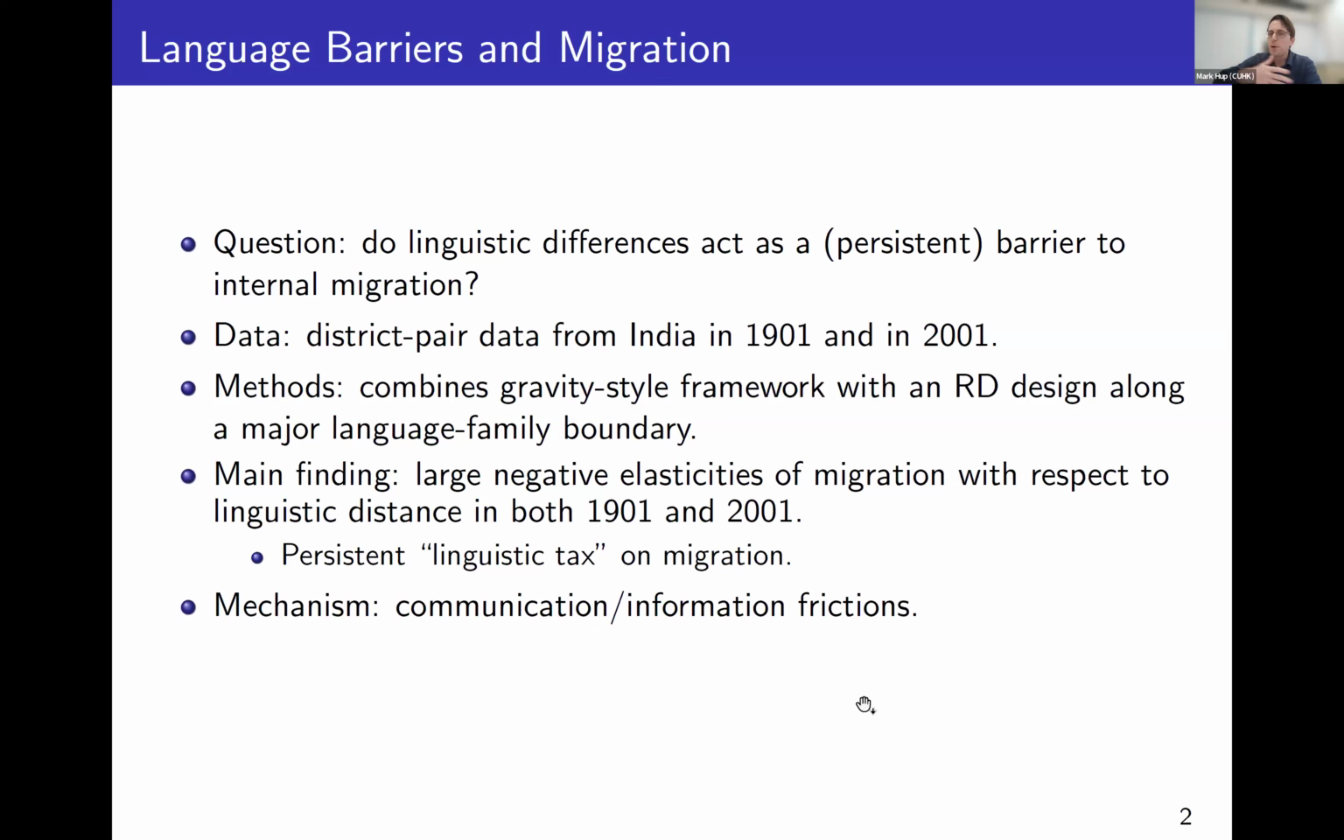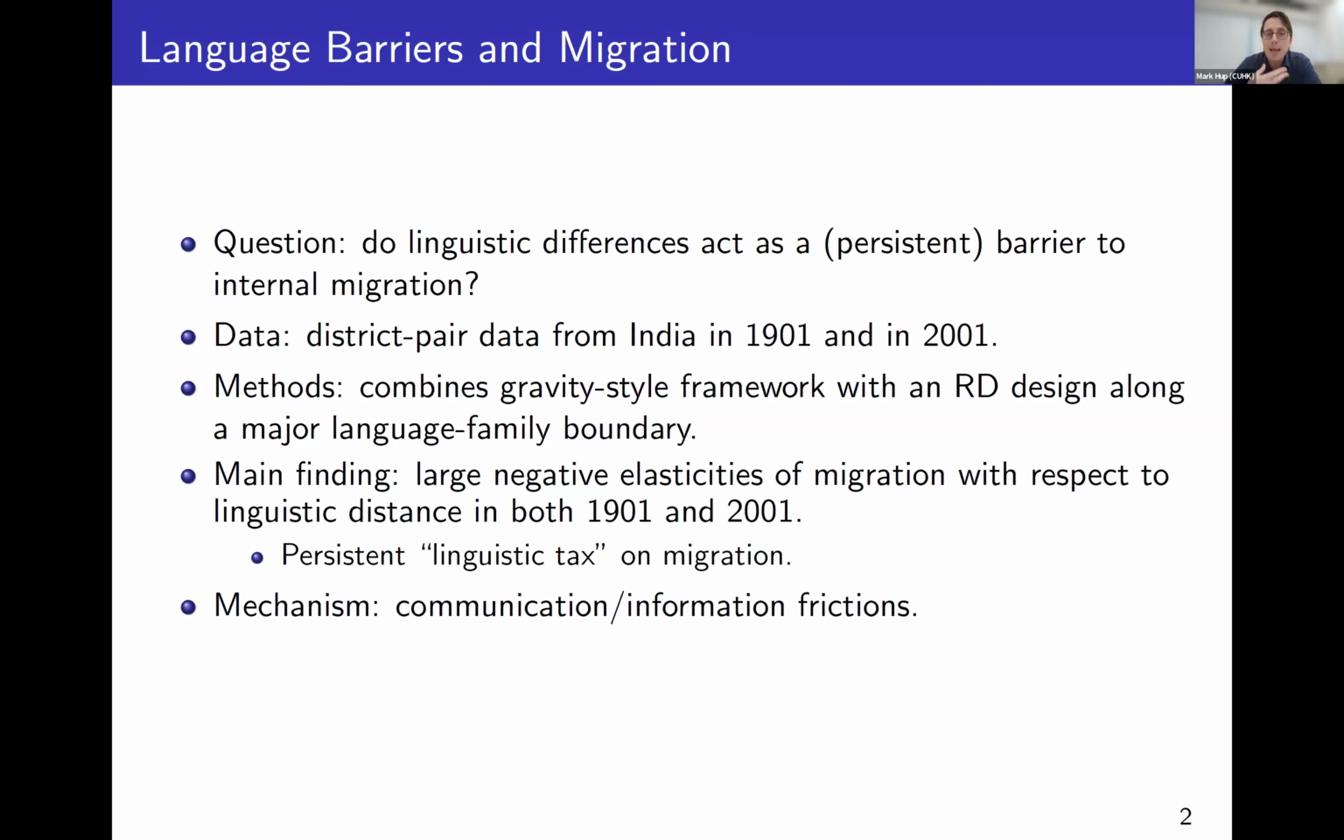I think we're all familiar with the paper now, so just to give a brief summary again. James and his co-authors look at this question about how the linguistic differences act as a barrier to internal migration, and does it persist over time, over this century? They use this district pair data from India in 1901 and 2001. And they combine this gravity-style framework with an RD design along this boundary of these major language families.